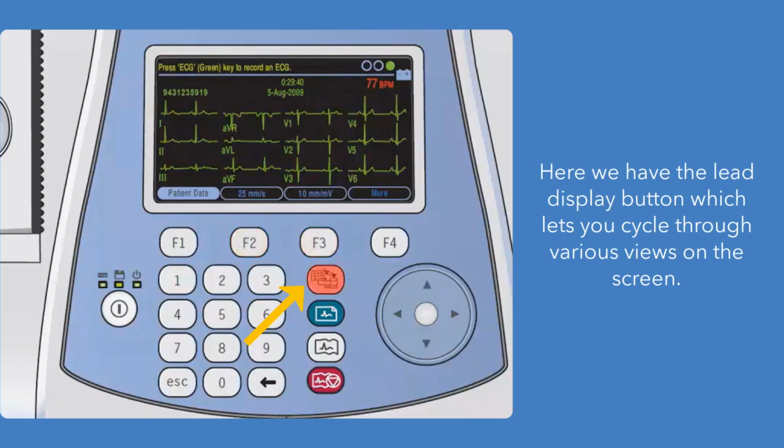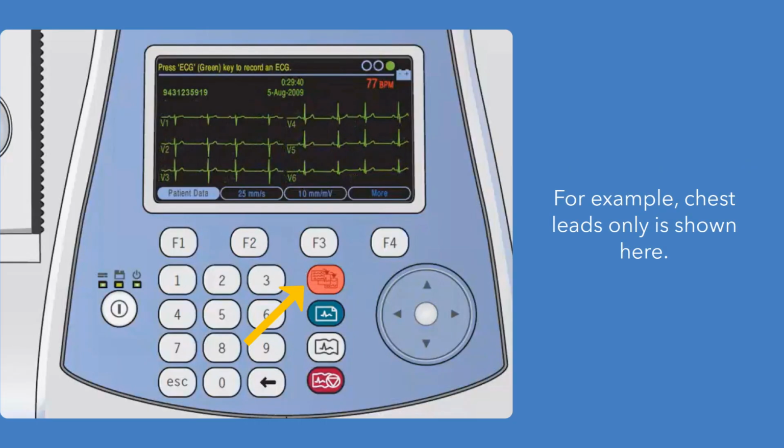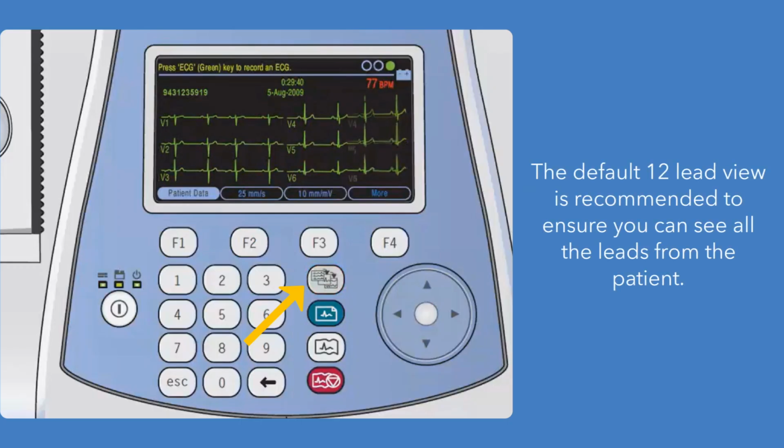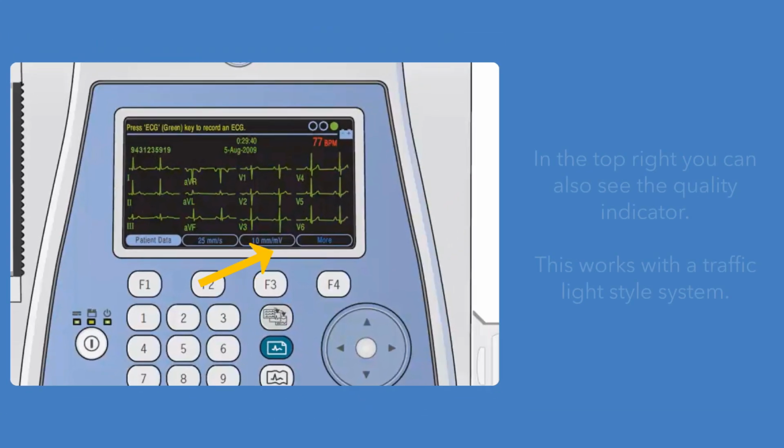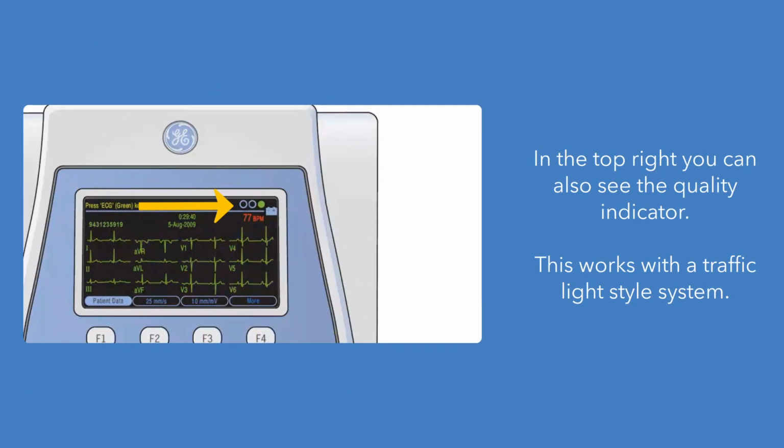Here we have the lead display button, which lets you cycle through various views on the screen. For example, chest leads only is shown here. The default 12-lead view is recommended to ensure you can see all the leads from the patient. In the top right, you can also see the quality indicator. This works with a traffic light style system.